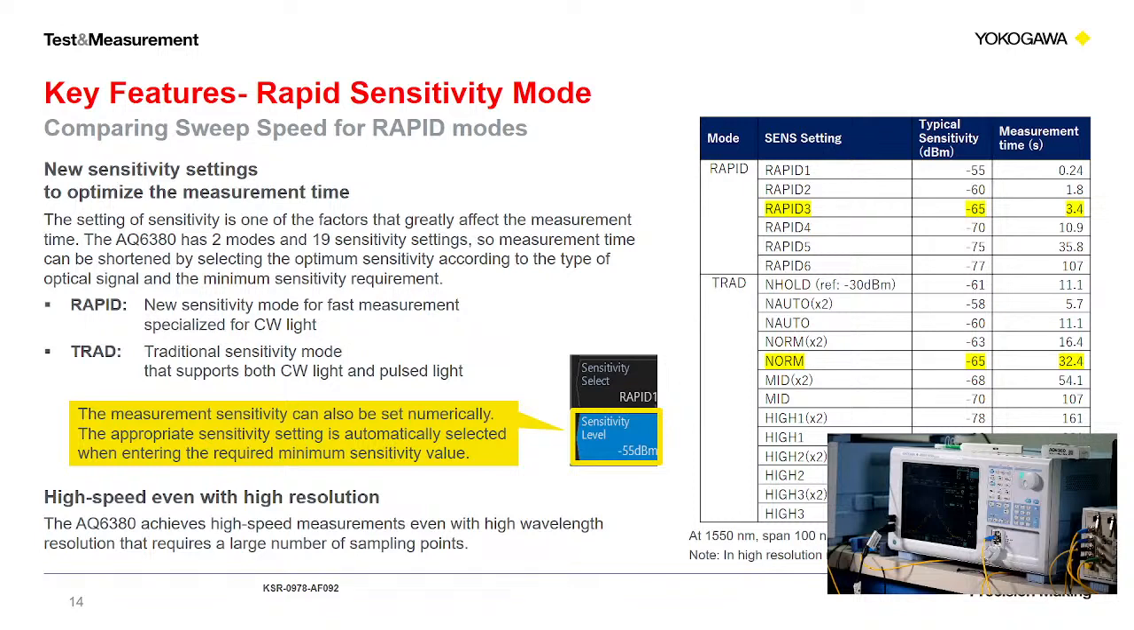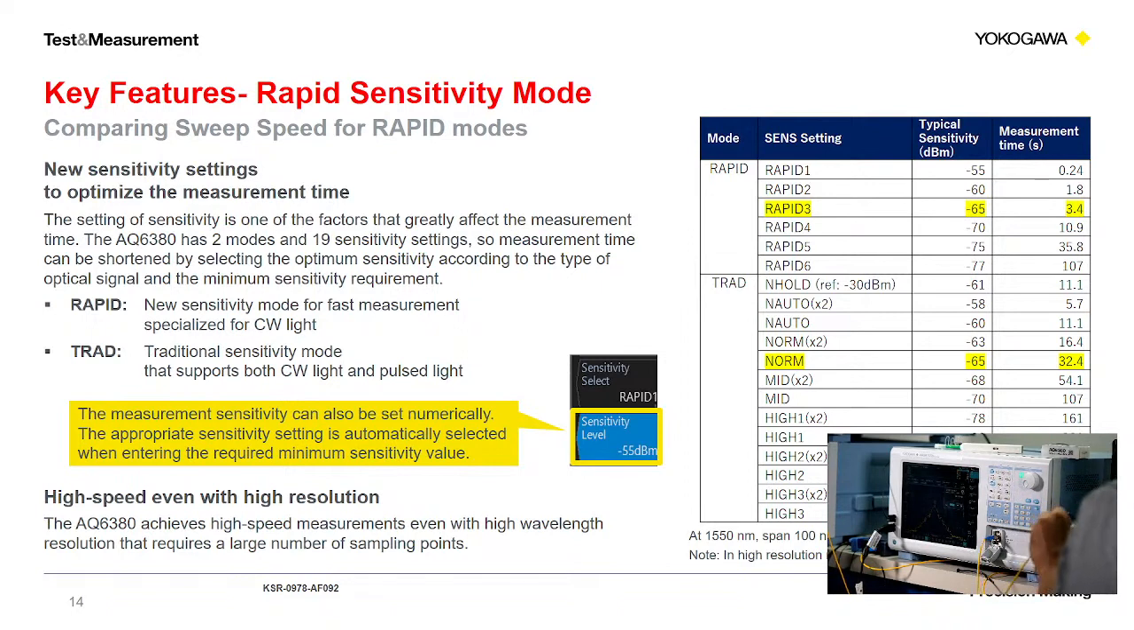Next thing we want to talk about is a new rapid sensitivity mode. So we are able to update and come up with a new algorithm to take advantage of the CW light to really speed up those measurements. As most of you know, when you increase the sensitivity of the OSA, the measurement will slow down. So as an example, we have a table showing the different settings and what the speed differences are between the different settings. So picking one that's highlighted here for, let's say, normal sensitivity.